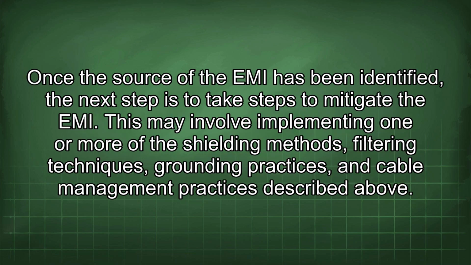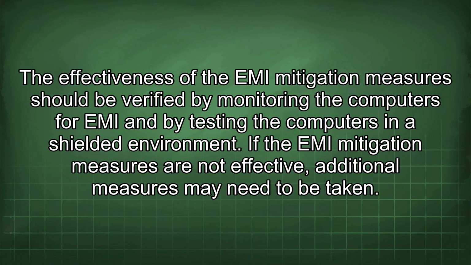Once the source of the EMI has been identified, the next step is to take steps to mitigate the EMI. This may involve implementing one or more of the shielding methods, filtering techniques, grounding practices, and cable management practices described above. The effectiveness of the EMI mitigation measures should be verified by monitoring the computers for EMI and by testing the computers in a shielded environment. If the EMI mitigation measures are not effective, additional measures may need to be taken.